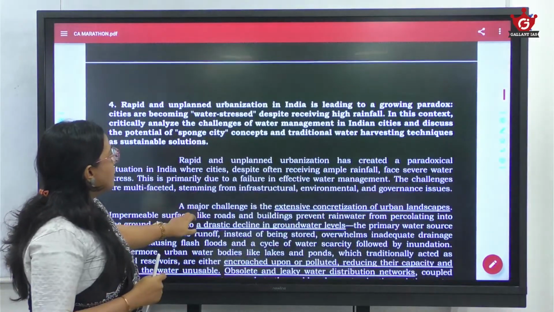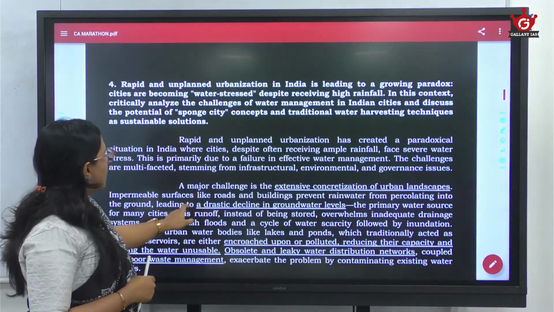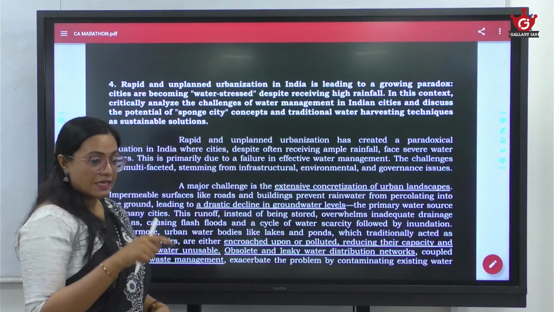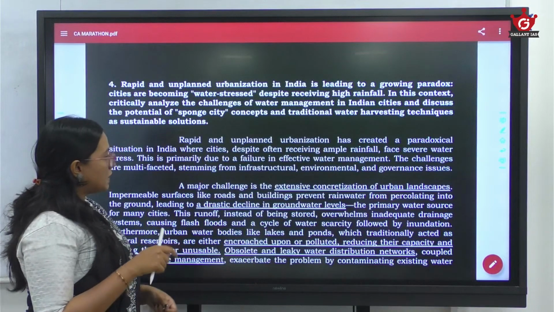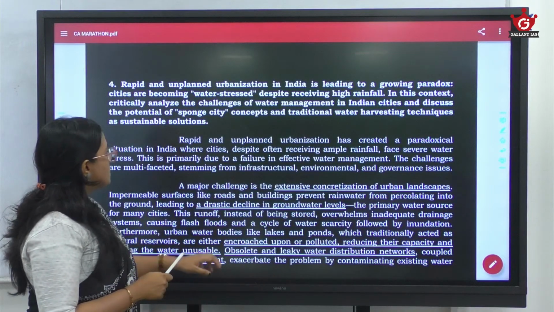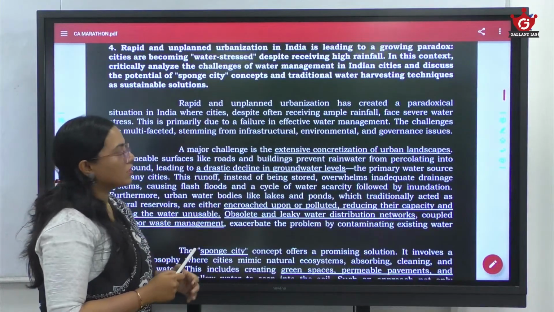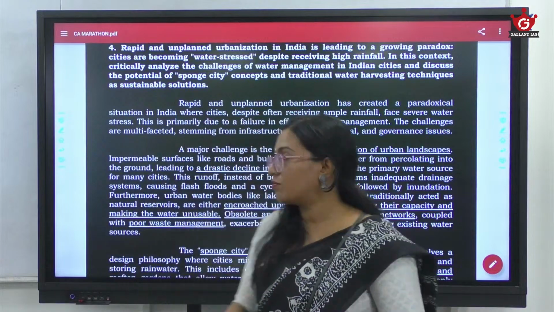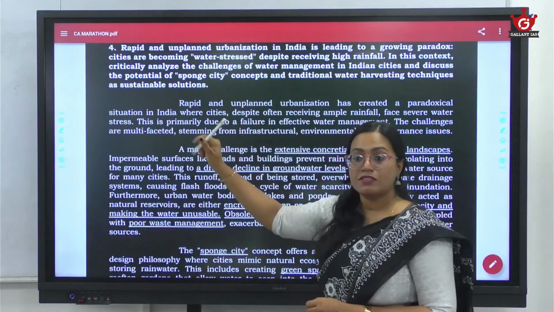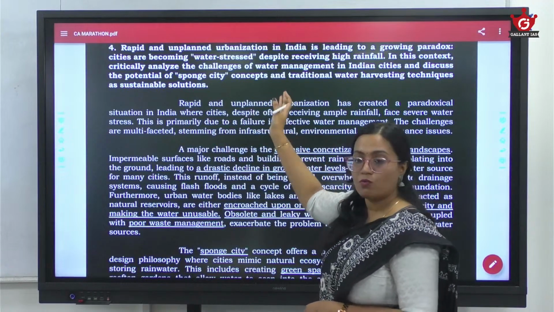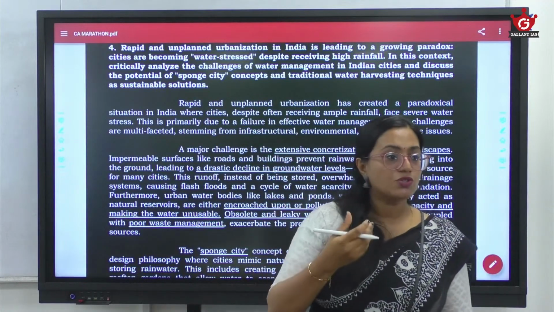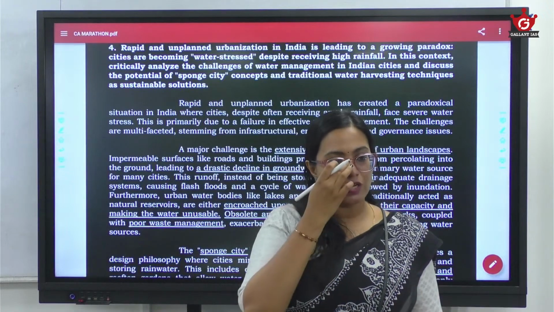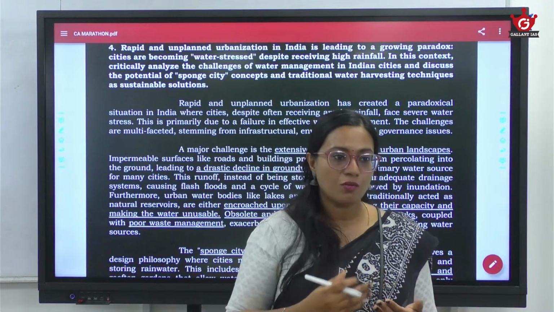Now, rapid and unplanned urbanization in India is leading to a growing paradox. Cities are becoming water stressed, despite receiving high rainfall. In this context, critically analyze the challenges of water management in Indian cities and discuss the potential of smart city concepts and traditional water harvesting techniques as sustainable solutions. Here the question is asking you to critically analyze the challenges of water management. So when something is asking you to critically analyze the challenges of something, you'll have a tendency to write the solution for it.